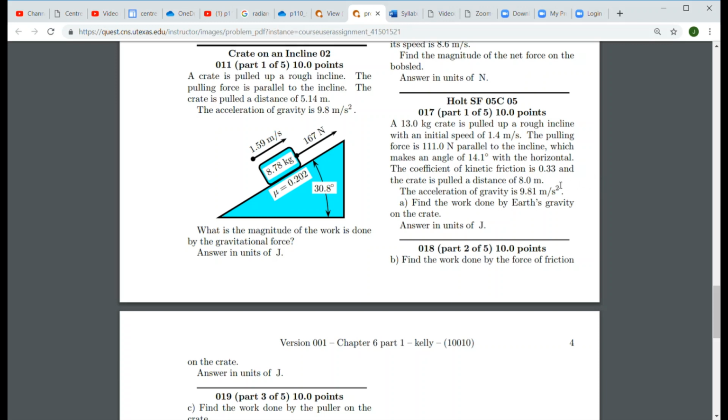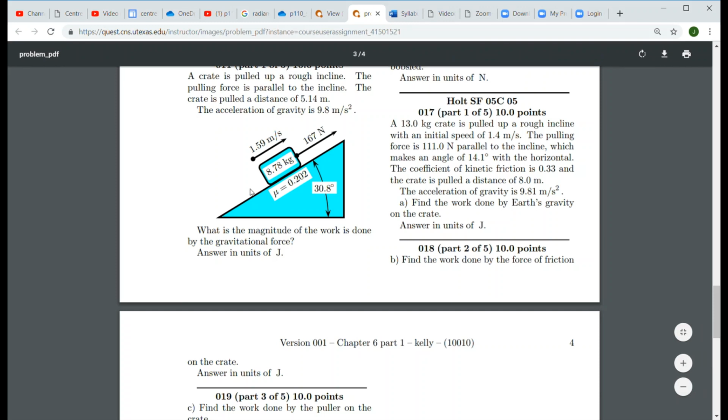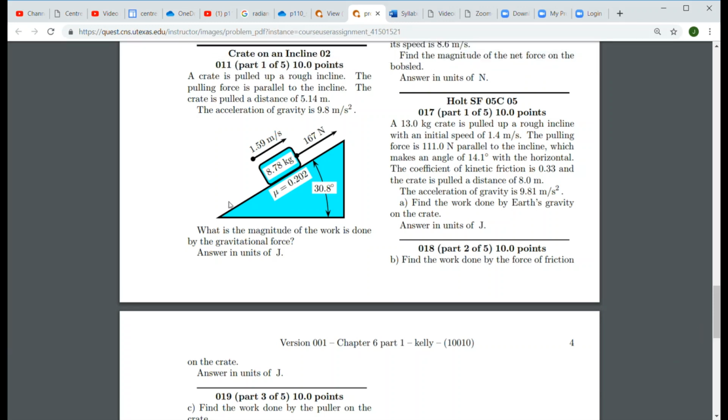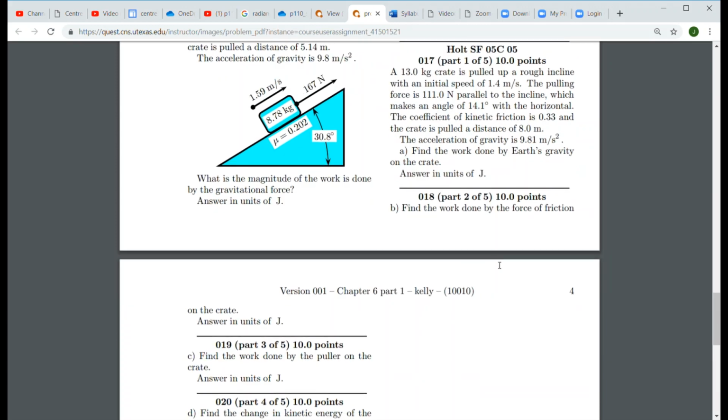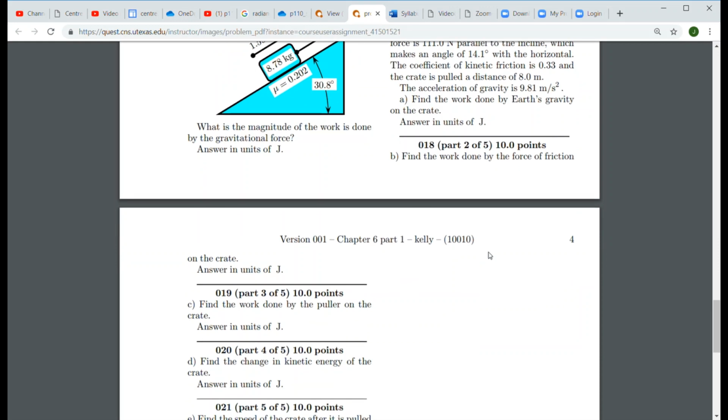This is definitely a negative work because it's going up the plane while gravity is pulling down on it. So what I do is find the component of the gravitational force along the direction of the plane, and then put a minus sign in front of it, times that gravity component parallel to the plane, times the distance it goes, which in my case is 8 meters. Okay, that's going to be a negative work done by gravity.